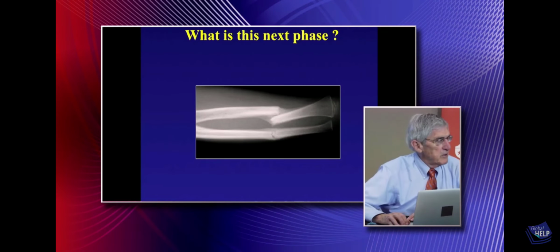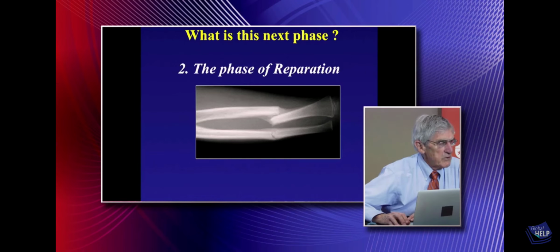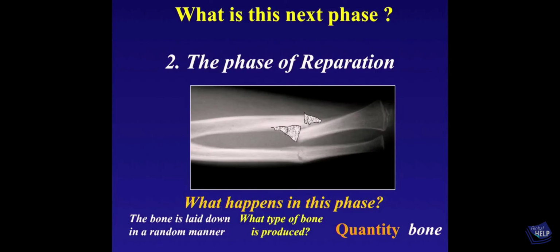So what's the next phase? The hematoma begins to organize. Yeah, after that, though, it's organized. What's the next phase? It begins to calcify. Not calcify, ossify. Remember? Yes. So what happens here, but how does it do that? Well, it's just kind of laid down in a random manner. And it lays down lots of callus, quantity bone, to get it to heal, because it's not very strong bone. You want to produce a lot of it, but it does go on to heal.